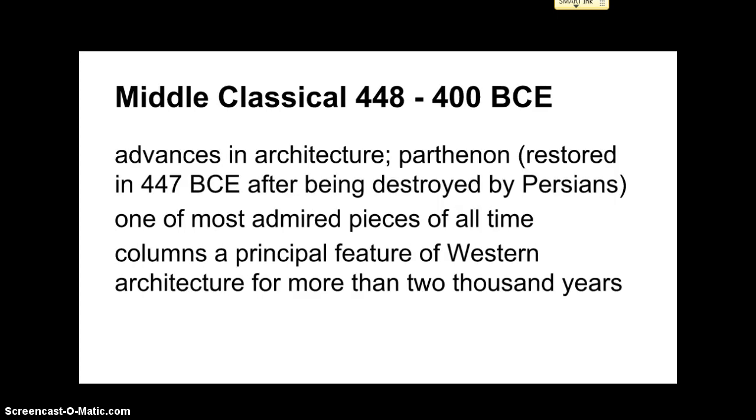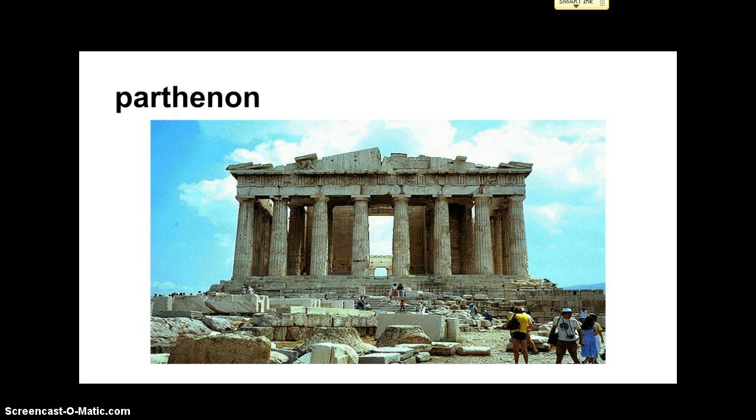Okay. In the Middle Classical, 448 to 400 BCE, we have advances in architecture. The Parthenon, which is restored in 447 BC after being destroyed by the Persians. Oh, those Persians. And it's one of the most admired pieces of all time. The columns are a principal feature of Western architecture for more than 2,000 years, so hugely influenced by what the Greeks did. So here we have the Parthenon, Doric columns.